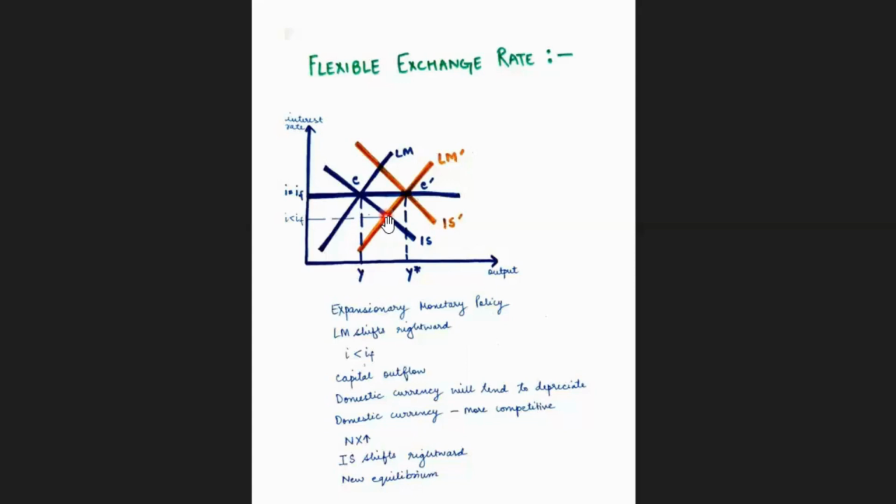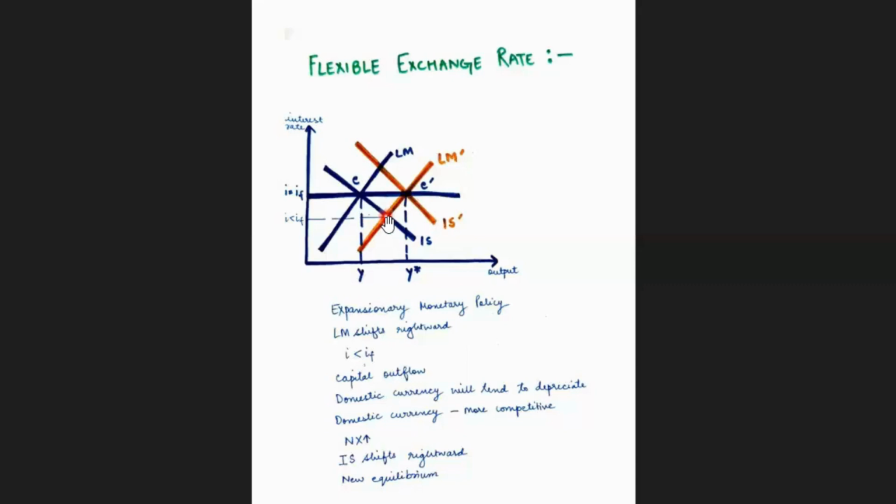And since in case of flexible exchange rate, there is no role of the government or the central bank, as the domestic currency depreciates, it becomes more competitive. By more competitive, we mean that to the foreigners, it seems cheaper to buy goods or services from our country. As a result, they will increase their buying from our country, and our net exports will increase. Since net exports is a component of aggregate demand, our aggregate demand will increase, which will cause the IS curve to shift towards the right.